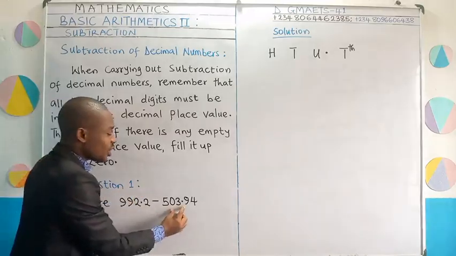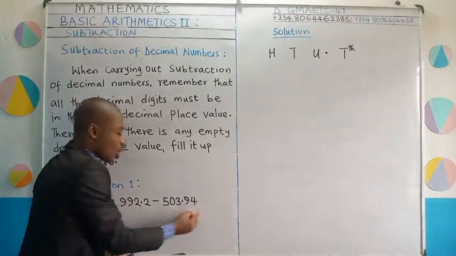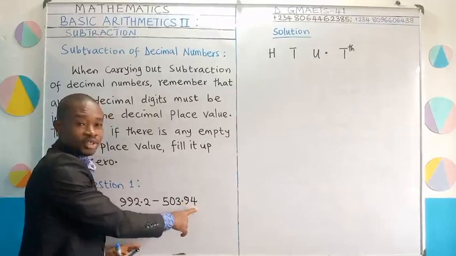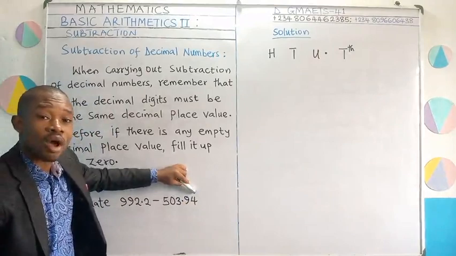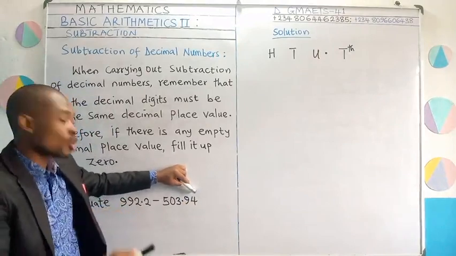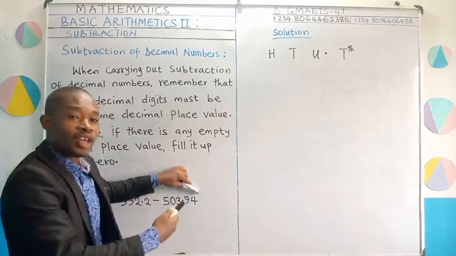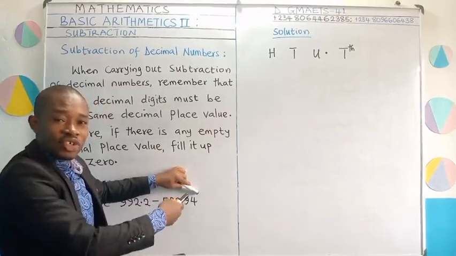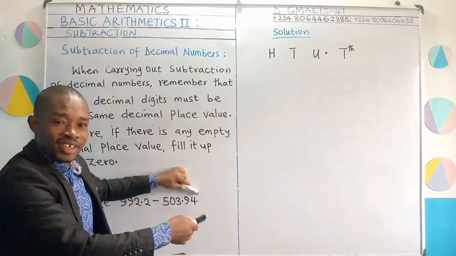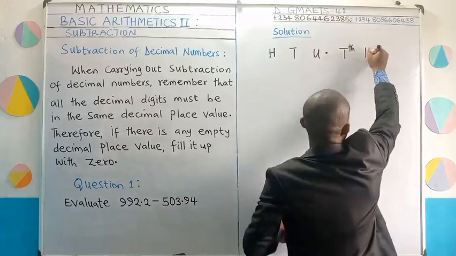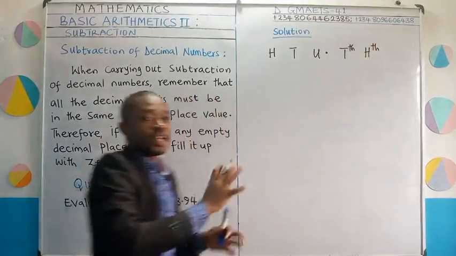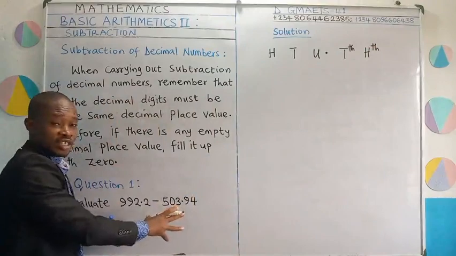If you come to this 503.94, this number has 2 decimal digits. In fact, this 9 is under tenths and this 4 is under hundredths. So the smallest place value, which is the last place value here in the decimal part, is actually in hundredths, which means I will take this down to hundredths. Is that okay? These are the place values we have for these numbers.